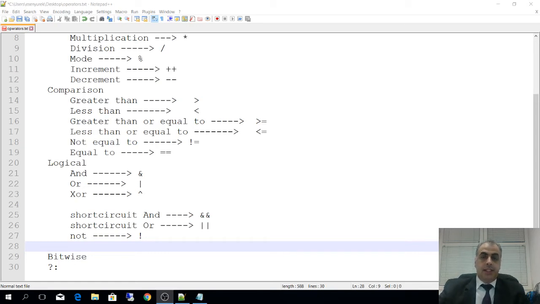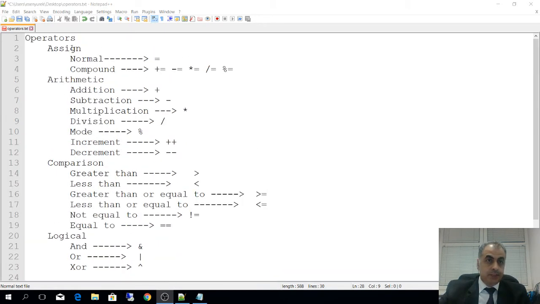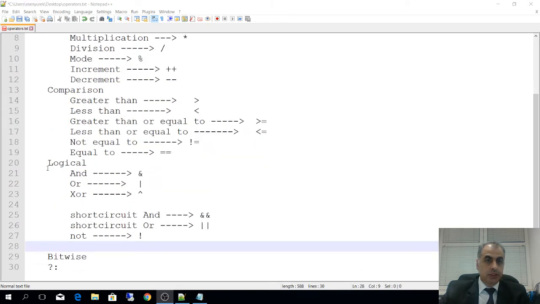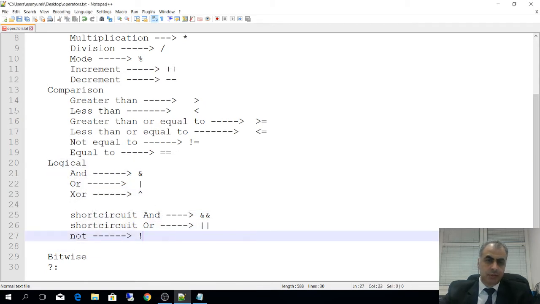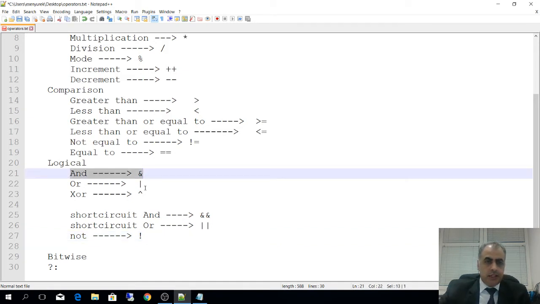Welcome back again, and we are going to carry on with our operators. Now we discussed assignment operators, arithmetic operators, comparison operators, and logical operators, but we haven't gone through the details of those logical operators. Now we will discuss them. First of all, I would like to talk about the AND operator.